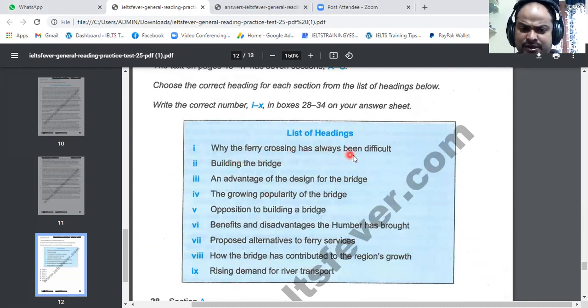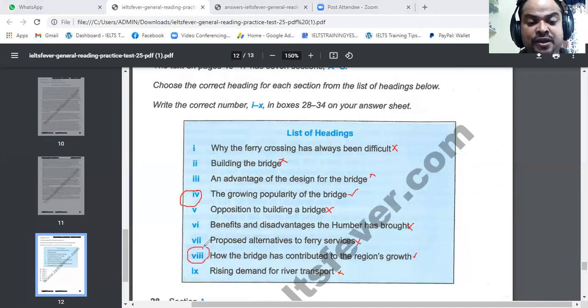Why the ferry crossing has been difficult? No. Building the bridge? No. Advantage of design? No. The growing popularity of the bridge? It can be. Opposition to building a bridge? No. Benefits and disadvantages? No. Proposed alternative? No. How the bridge has contributed to this region's growth? Can be. Rising demand for river transport? No. Okay. So I've got two options here. Option number 1 is the growing popularity of the bridge.